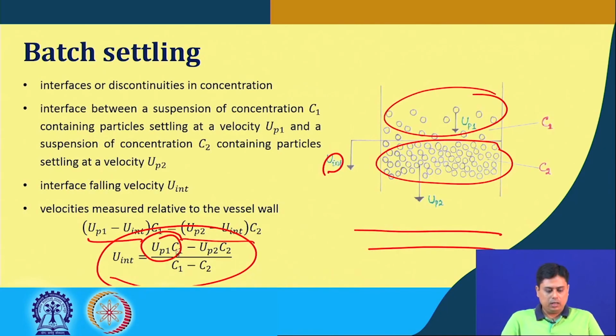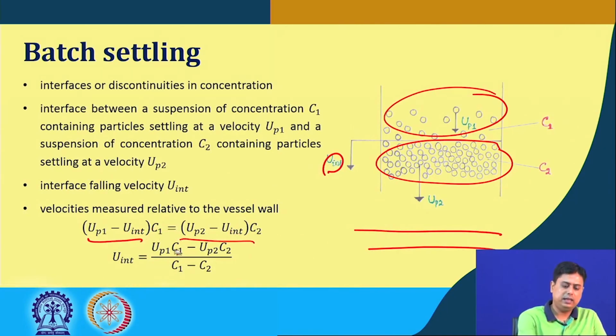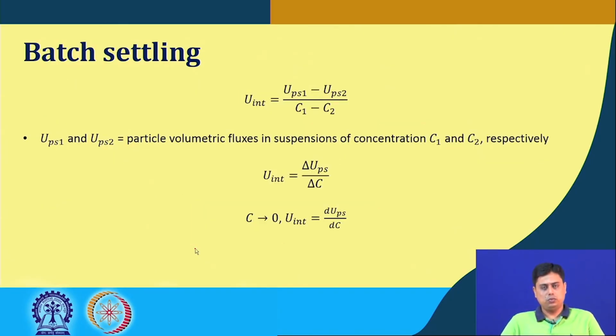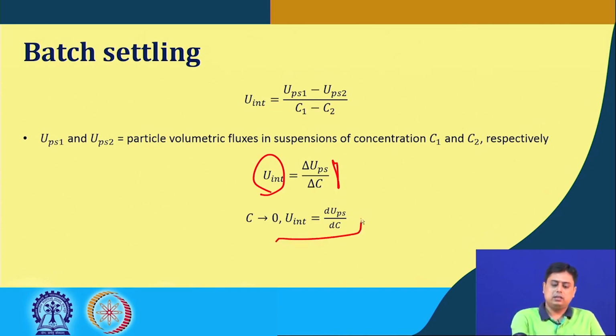So, these UpC terms are nothing but the volumetric fluxes, UPS1 and UPS2. These are the particle volumetric fluxes in suspensions of concentration C1 and C2 respectively, which means this interface velocity is del UPS divided by del concentration. In the limit of C tending to 0, that means the clear fluid, we can write it in derivative form, dUPS divided by dC.